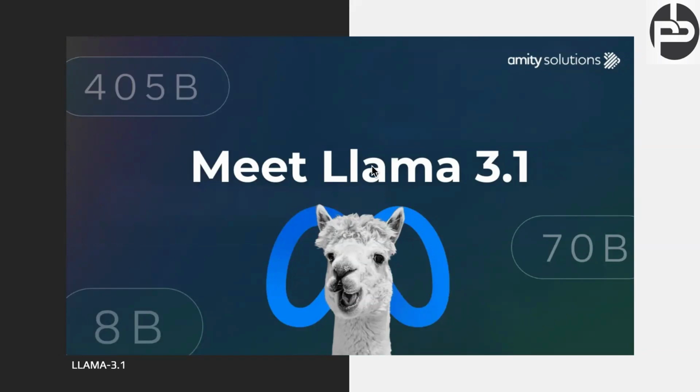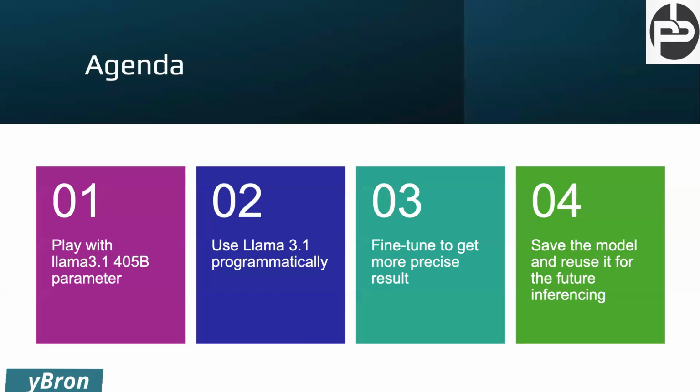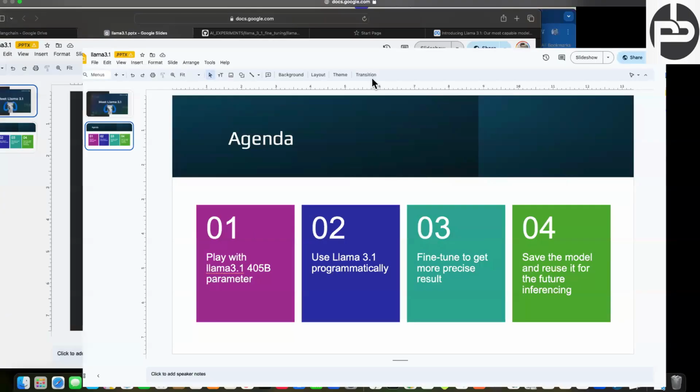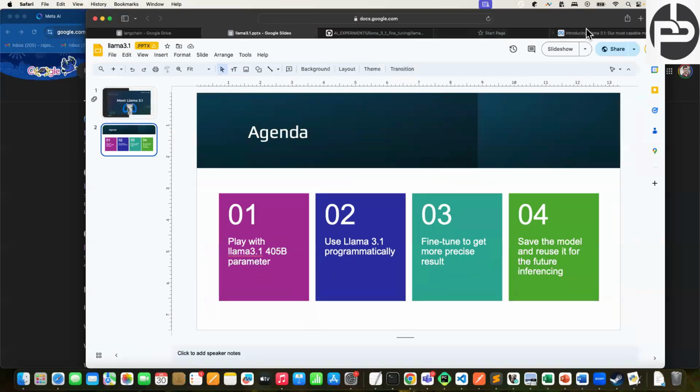So yeah, I wanted to set up the agenda of this session. I'll first play with the Llama 3.1 405 billion parameter model. Also, I'll walk you through the key takeaways of Llama 3.1 that they released on their own website, and we'll see how we can use Llama 3.1 programmatically. We'll do the fine tuning to get more precise results, and then we'll save the model and do further inferencing, future inferencing.